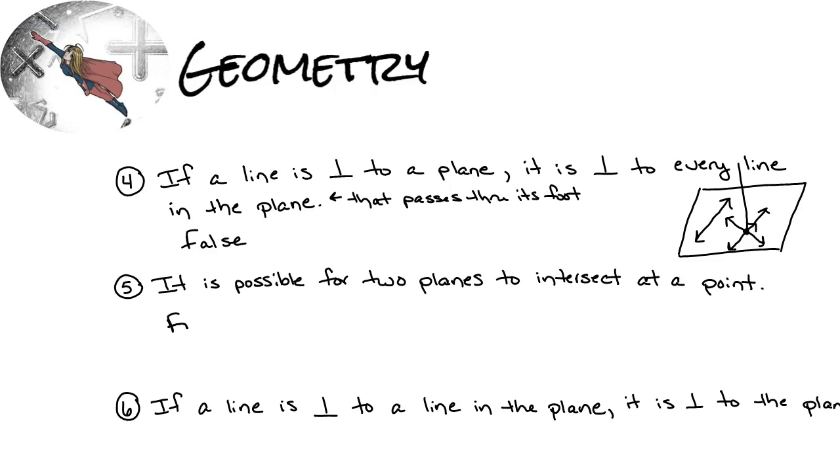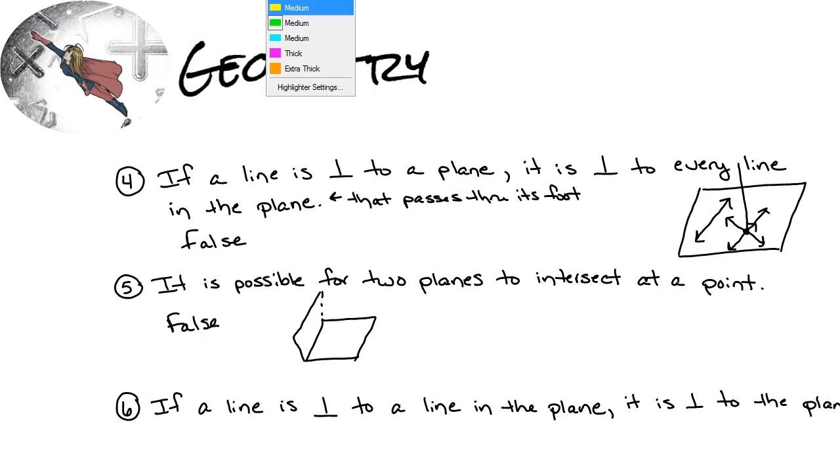Number five, it is possible for two planes to intersect at a point. That is just false. When you have two planes, they intersect at a line. Like imagine in a box shape. We have two planes right there. They're intersecting right along that line. And that's what always happens. It's impossible for them to intersect at a point.